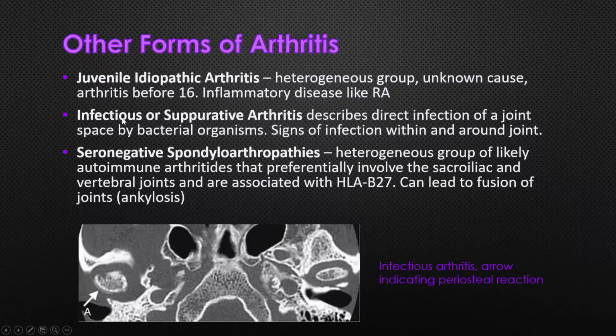Infectious arthritis, I said I consider Lyme disease as kind of a form of infectious arthritis because you have a bacterial organism causing it. Those will have signs of infection within and around the joint. And then what I have is one of the forms of these seronegative spondyloarthropathies. These are associated with HLA-B27, so they can test for this marker. They also test for those inflammatory markers like they do with rheumatoid.